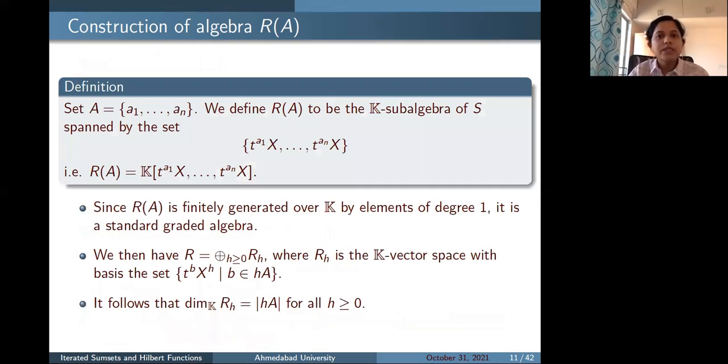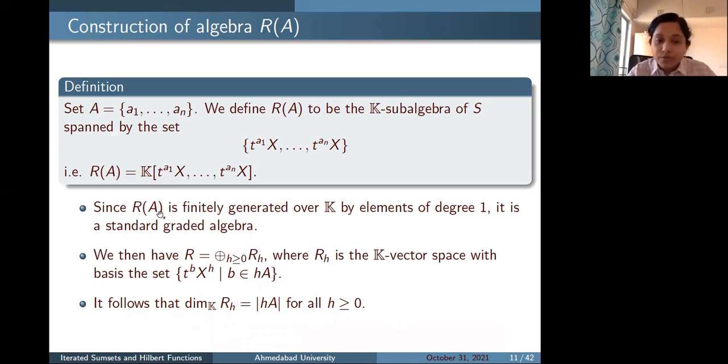Now, once I have this, we know that I have a finite set A. So G is my group, and I have a finite set A, let's say A is the set a_1 to a_n. Now since S is a graded algebra, I'm considering the subalgebra R_A, which is generated by these elements. What are the elements? They are t^a_1 x, up to t^a_n x. So my R_A is nothing but this thing.